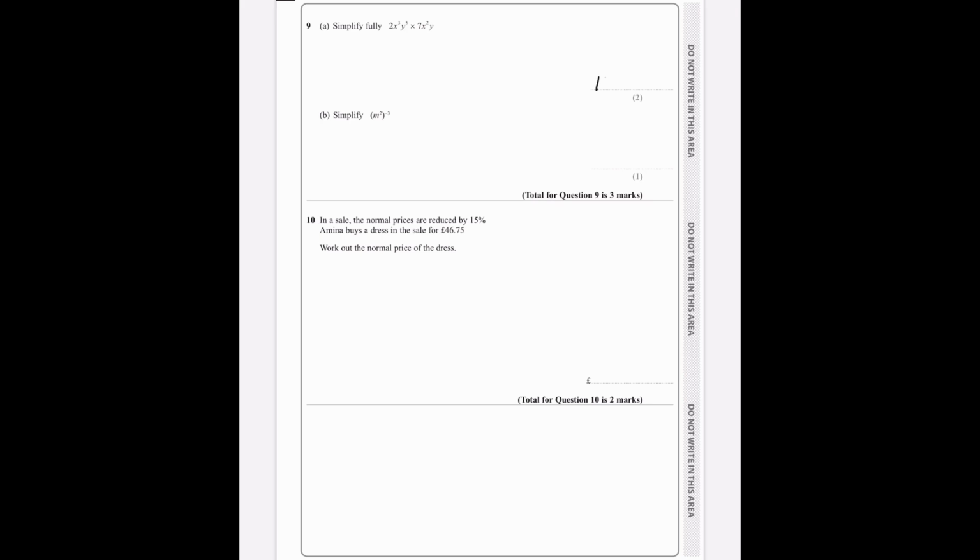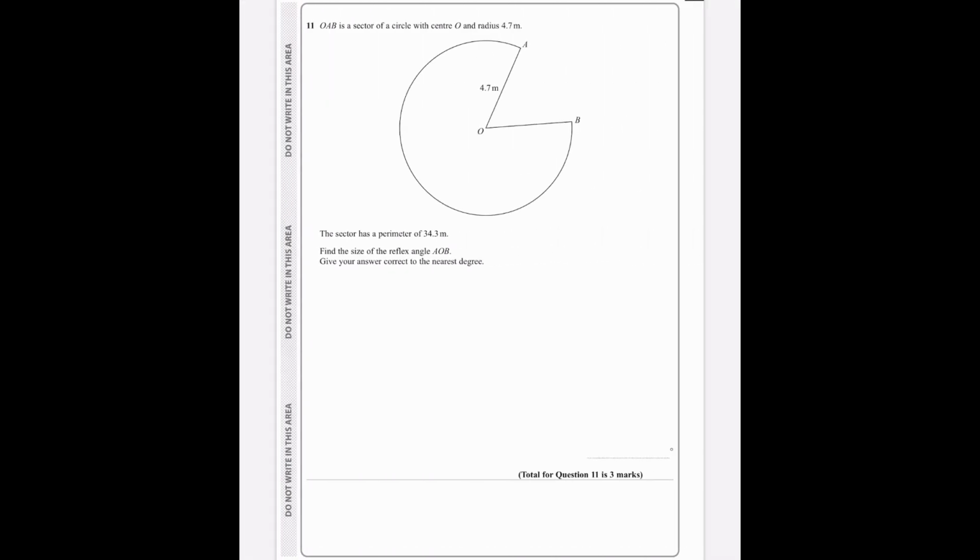Question 9, 2 times 7 is 14, x to the power 3 times x to the power 2 is x to the power 5, and y to the power 5 times y is y to the power 6. 2 times minus 3 is minus 6, so b is m to the minus 6. For 10, reverse percentages, the old price times by 0.85, that represents a 15% reduction, is 46.75, so divide 46.75 by 0.85, and you get £55, which is the original price.